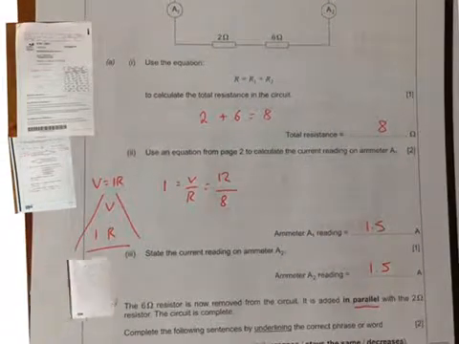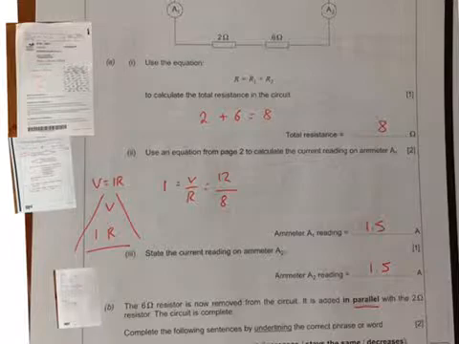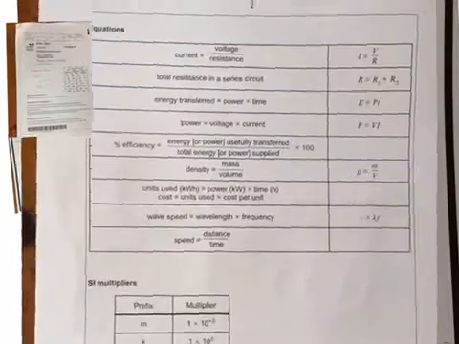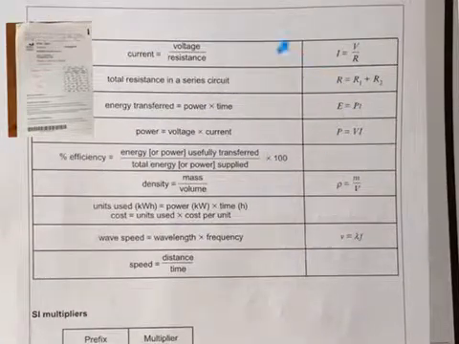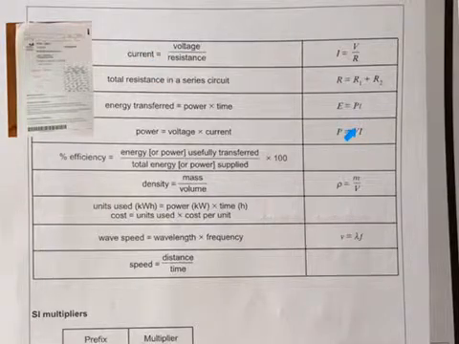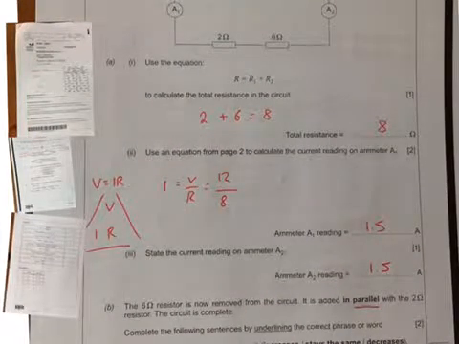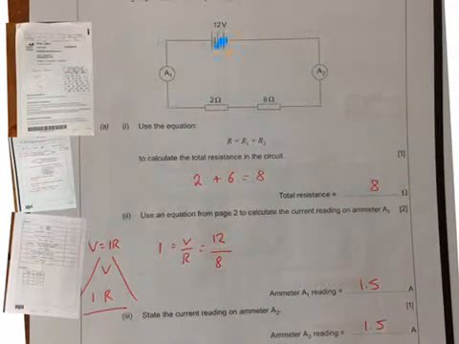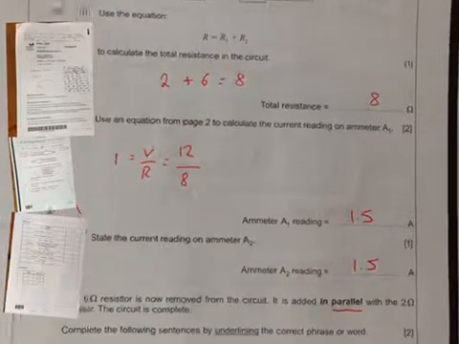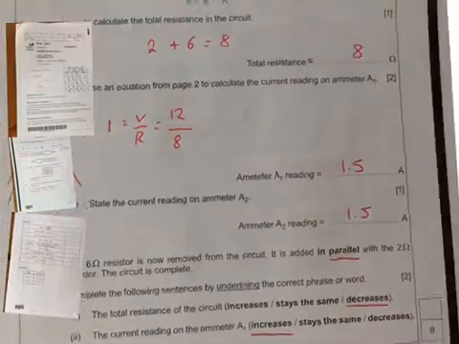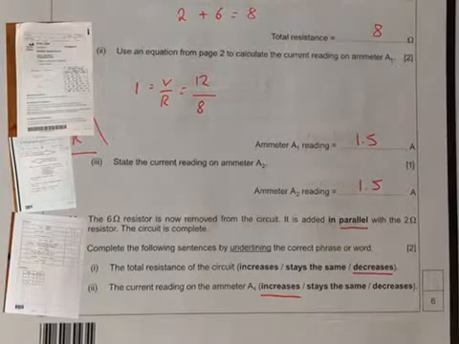Use an equation from page 2 to calculate the current. So I'm looking for current. Well, the only one really, it's not the only one because that one's got current, but this one, because I've got voltage over resistance there. And I've just calculated my resistance to be 8. So my resistance is 8. My voltage then, is it unknown? No, there it is, because it's right on the top of the battery there. So it's going to be 12 over 8. Gives me 1.5 amps.